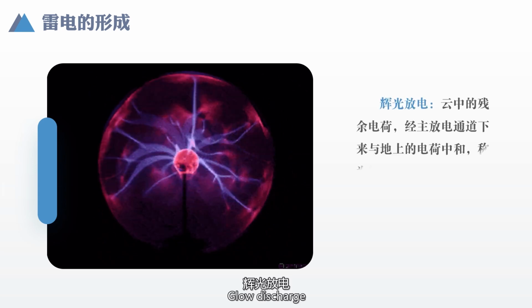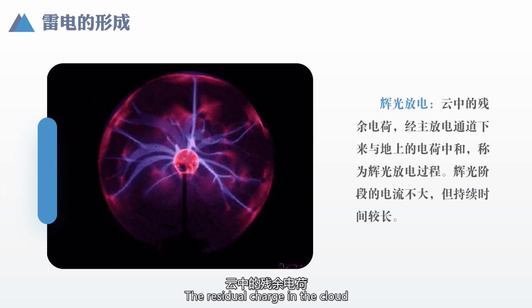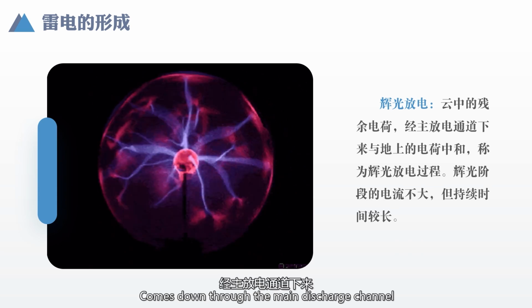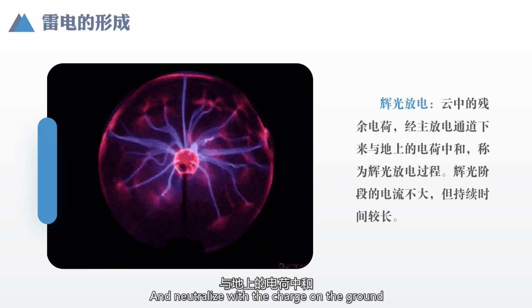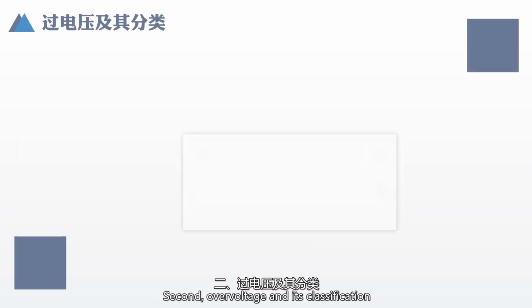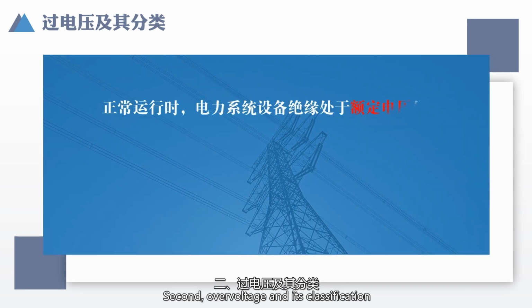Glow discharge. The residual charge in the cloud comes down through the main discharge channel and neutralizes with the charge on the ground. This is called the glow discharge process. The current in the glow phase is small, but lasts for a long time. Second, overvoltage and its classification.